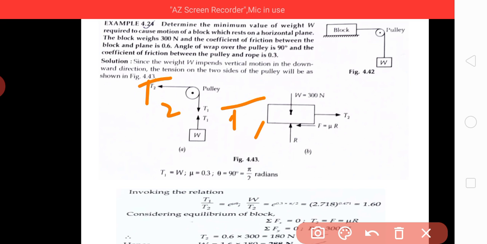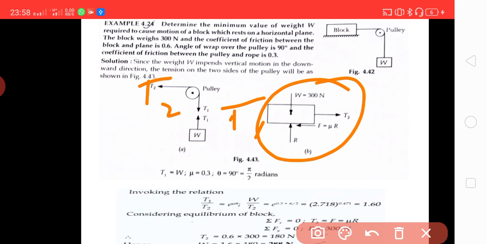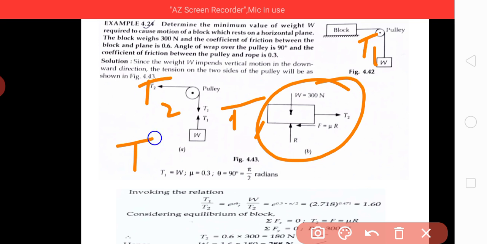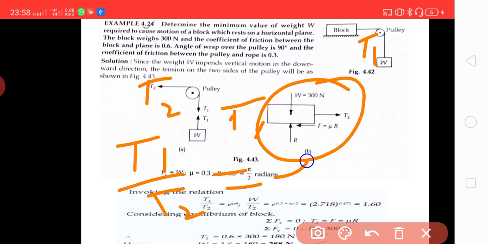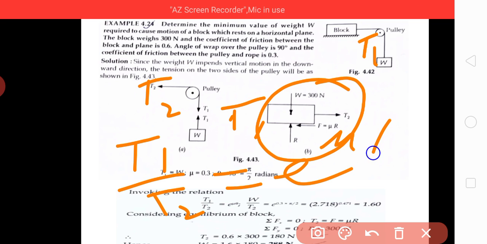So first find out T2 with the help of the block, which will be equal to mu R, and then this T2 we have found out. Then we will find out T1 from T1 upon T2 equal to e to the power mu theta relation. Theta is pi by 2 radian, since the angle of wrap is 90 degree, and mu is already given, that is 0.3. So this way we can find it out.